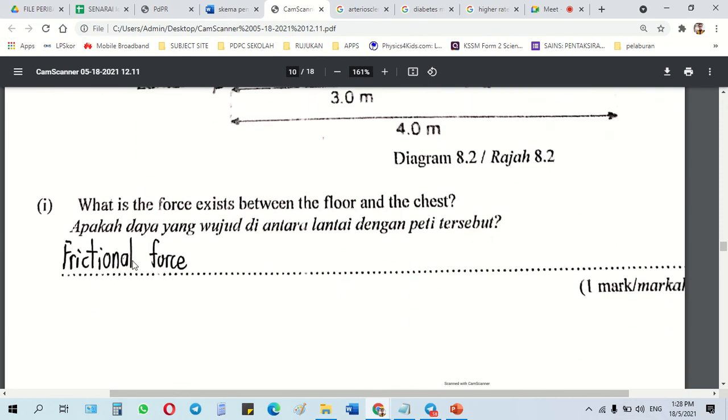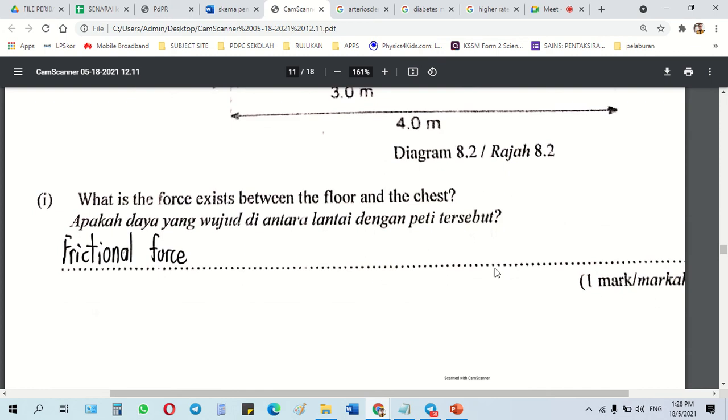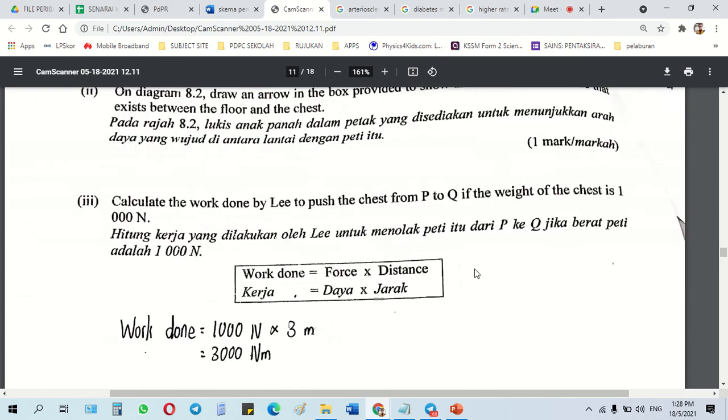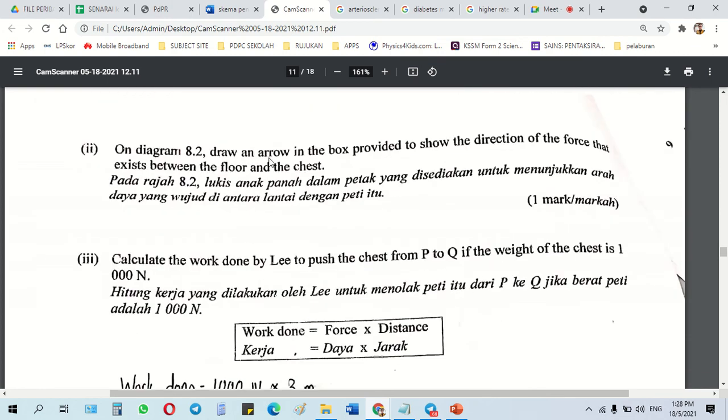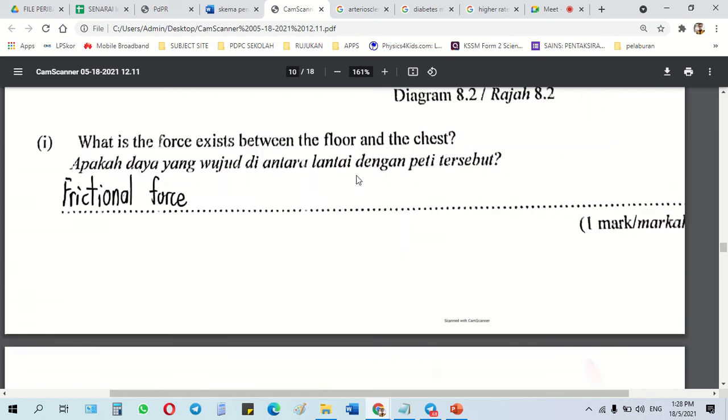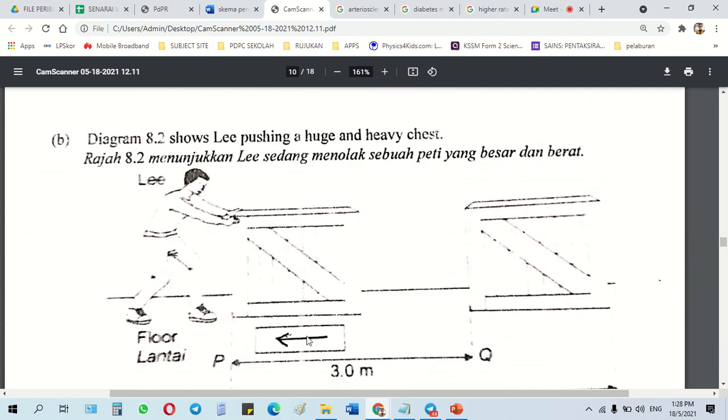Okay, so ni betul, correct. Next, kita tengok dia bagi tahu apa tu. Draw an arrow in the box provided to show the direction of the force. Okay, so ni pun correct, tak ada masalah. So dia mesti always oppose kita punya direction. Okay, so that kalau kita push dekat sini, dia akan oppose lah.